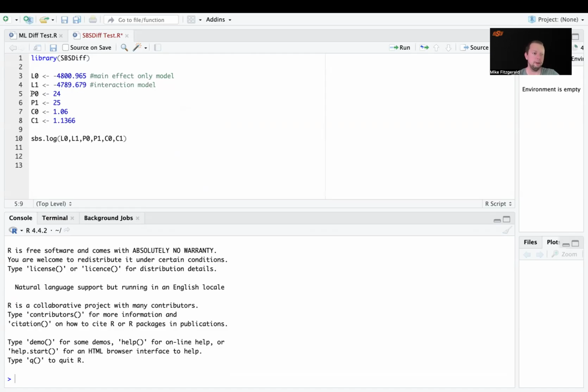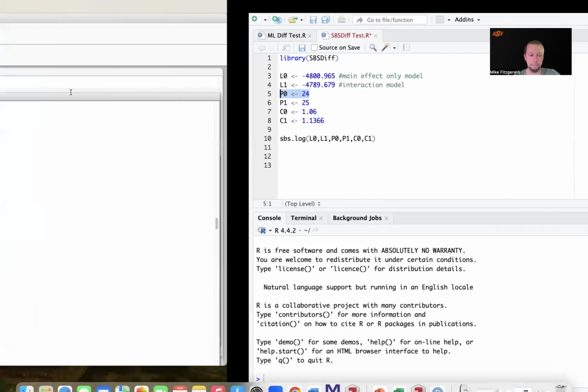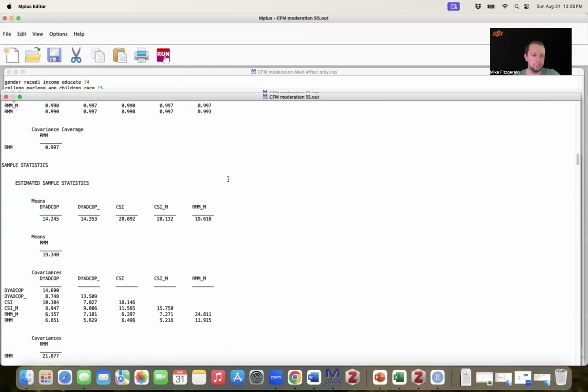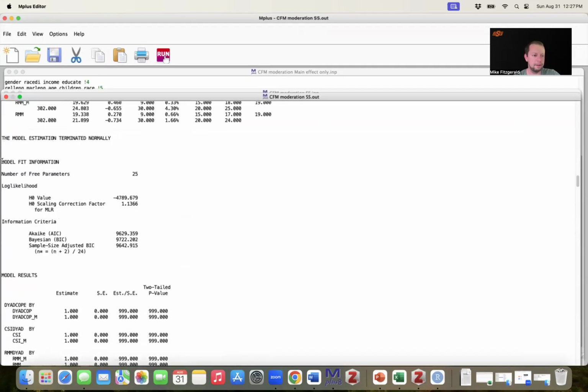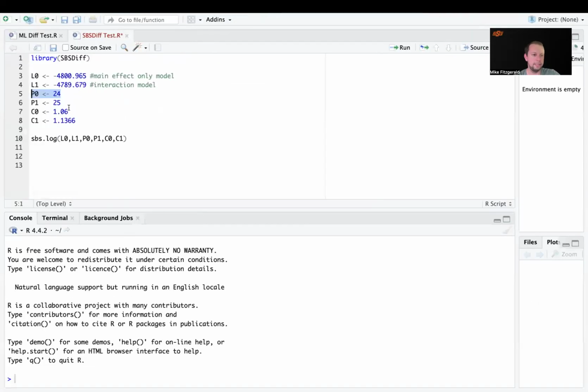And then here, P0 represents parameters, and P1 represents parameters in the interaction model. So we are estimating 24 parameters in the main effect only model. And actually I can show you in Mplus where you get that. That's model fit information, number of free parameters. So 25. So that means we were just looking at the interaction model.